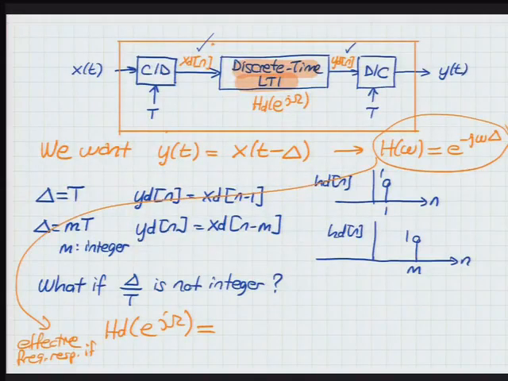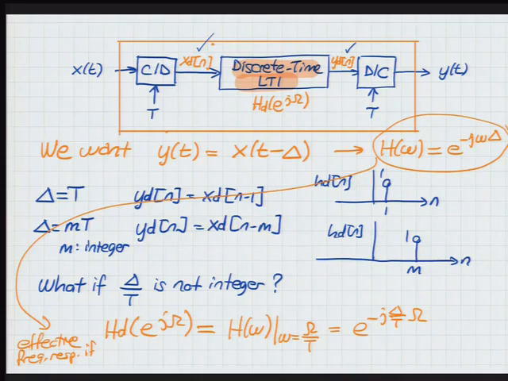So what do I want Hd to be then? H of omega, the desired one. When I replace little omega by big omega by T, that's how I go between the two, right? Little omega is big omega by T, big omega is little omega times T. So that means what I would like to get is e to the negative j delta by T omega. All right? So that gives me a clue.